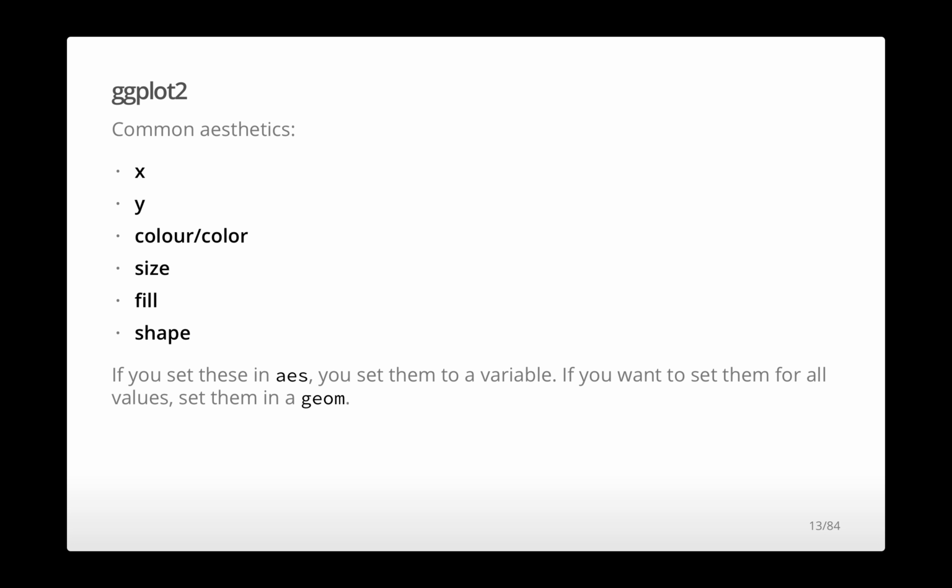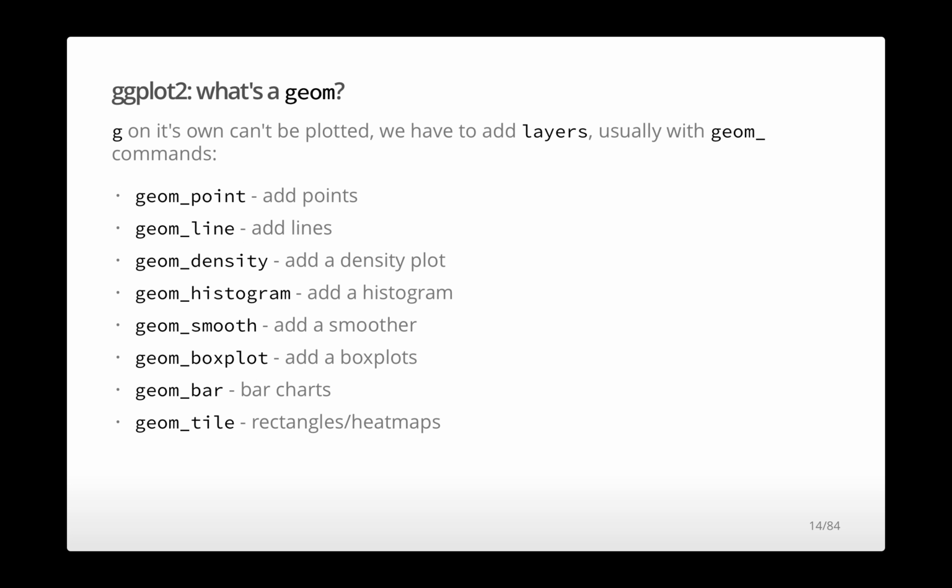In this case, maybe I want things to be differently sized by the population. Maybe I want the color to represent different groups, right? Maybe I want stars or squares or circles or whatever, differently by some column in my data set. That's what you're doing here.